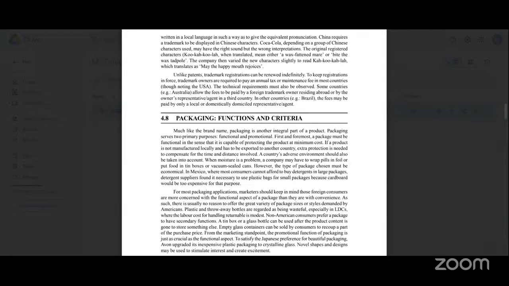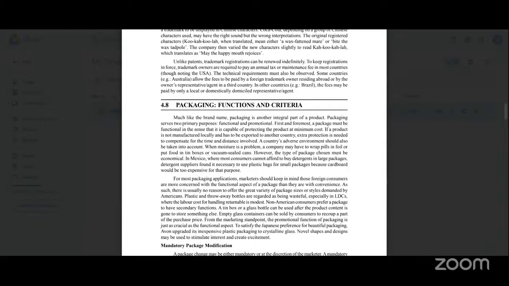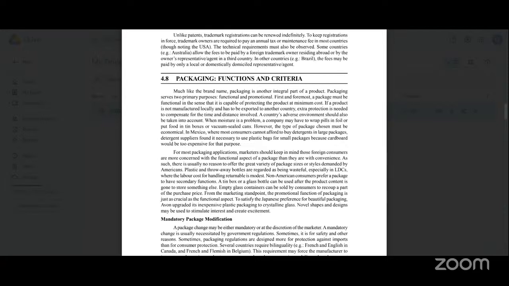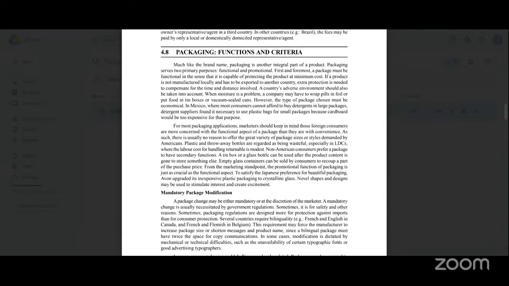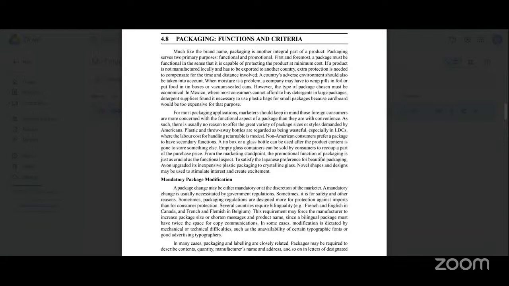So, unlike patents, trademark registration can be renewed indefinitely. So, this is very, very important. Then, when we talk in terms of packaging and the functions and criteria, much like the brand name, packaging is another integral part of the product. For example, when we buy detergents in large packages, the detergent suppliers found it necessary to use plastic bags for small packages, because cardboard would be too expensive for the purpose. So, accordingly, the product has to be modified.